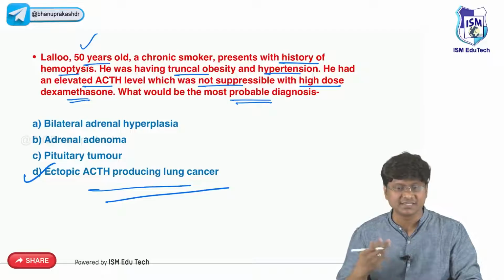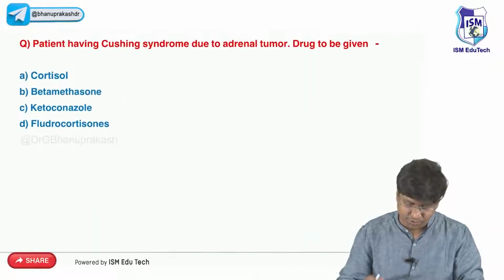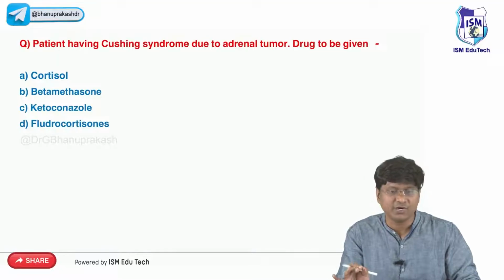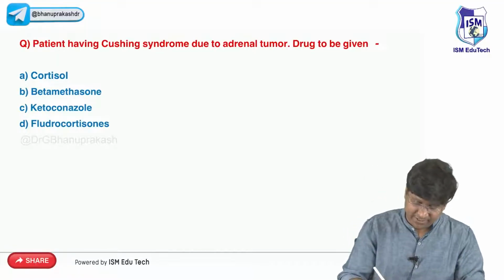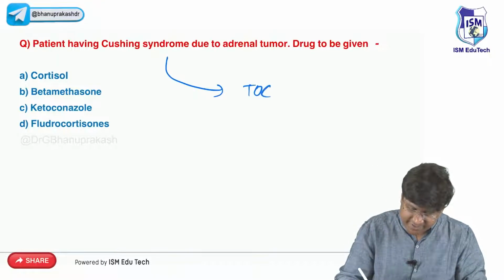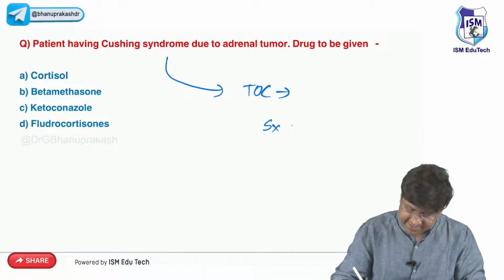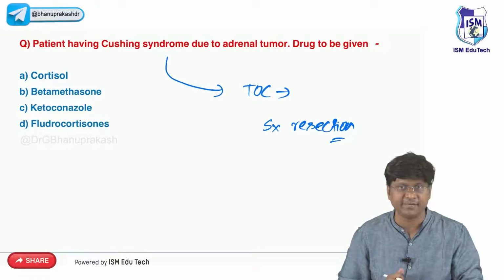Now let us discuss the treatment in patients with Cushing's. So the patient is having Cushing syndrome due to adrenal tumor. What is the drug of choice? Actually, in Cushing syndrome, what is the treatment of choice? The treatment of choice will be surgical resection. That is the treatment of choice.